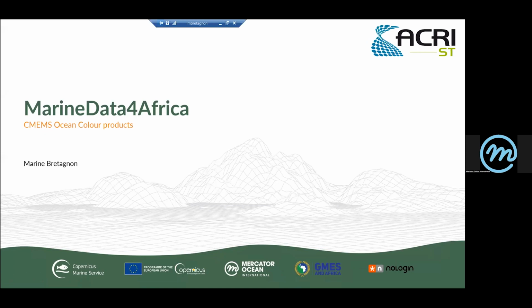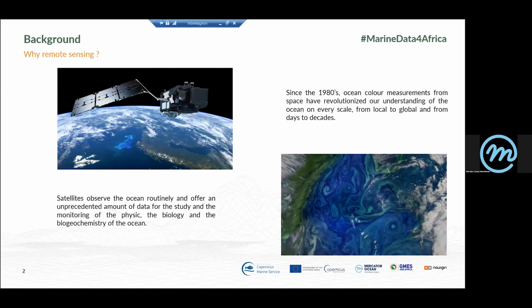So first, I would like to make a kind of reminder about remote sensing and why remote sensing. Satellites offer a synoptic view of the ocean and allow us to document the physics, the biology and the biogeochemistry of the ocean routinely. Even offshore regions or polar regions, where we can have difficulties getting in-situ measurements, thanks to satellite data we can have a kind of remote monitoring of this particular area.